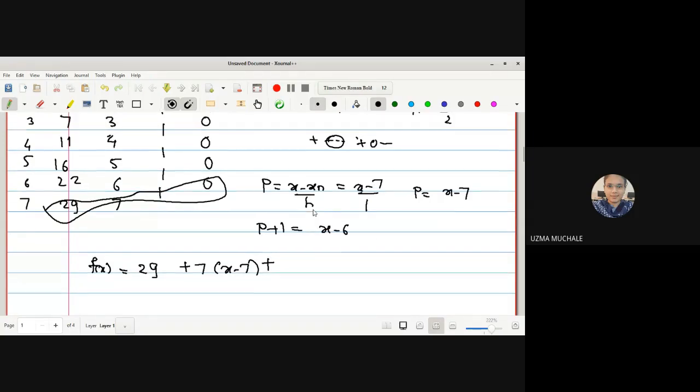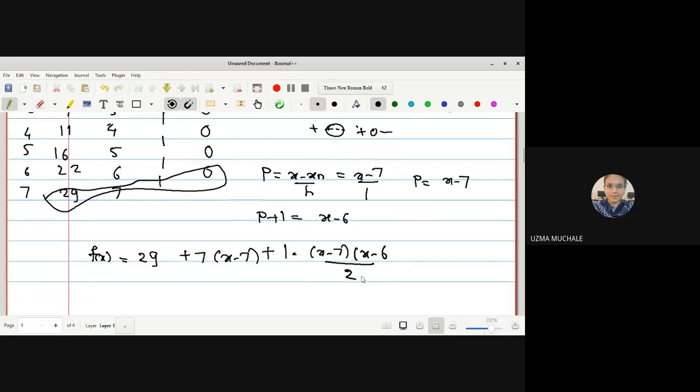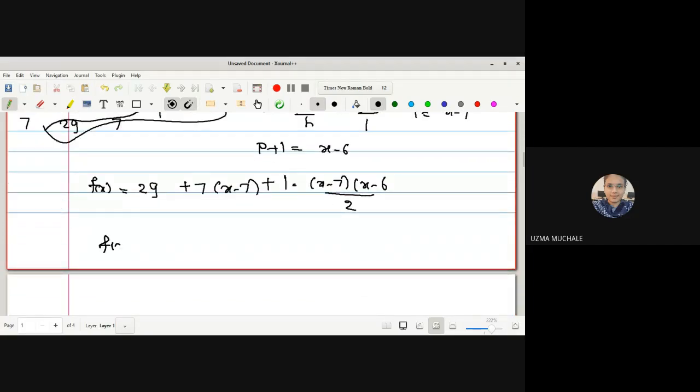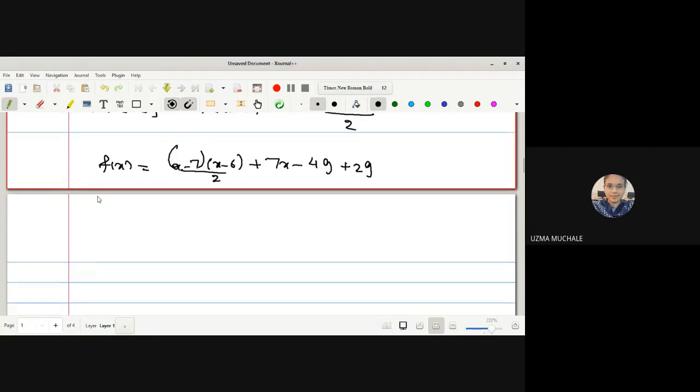Plus, what is the next term? Del square yn into p into p plus 1 divided by 2. Del square yn will be 1 only, so 1 into p into p plus 1 divided by 2. Now, f of x will be equal to x minus 7 into x minus 6, multiplied and divided by 2, plus 7 into x minus 7, plus 29.